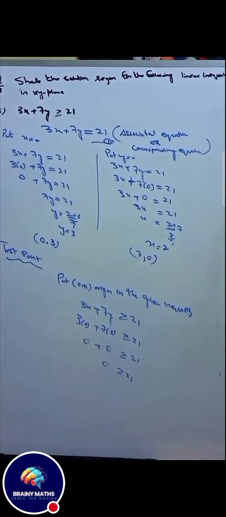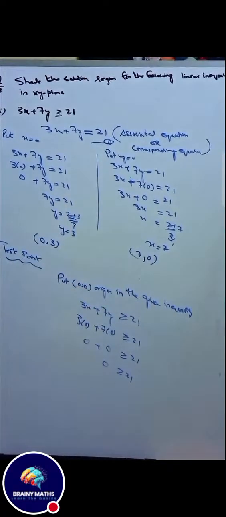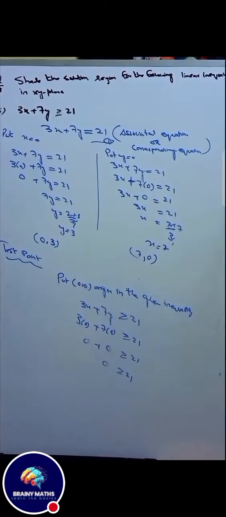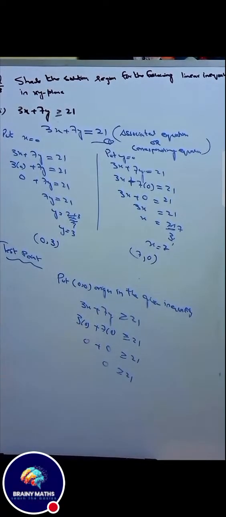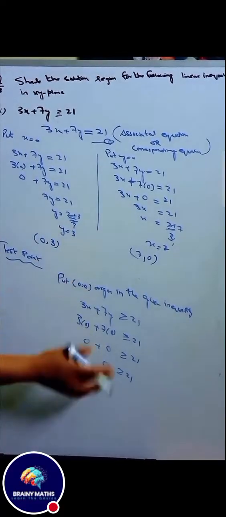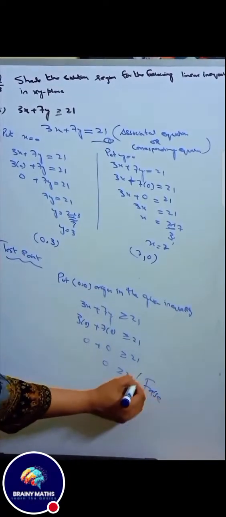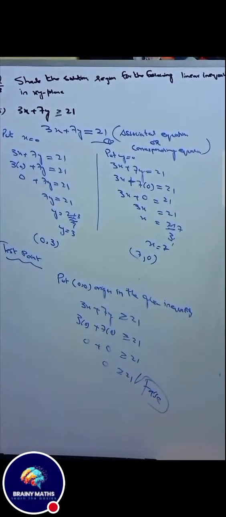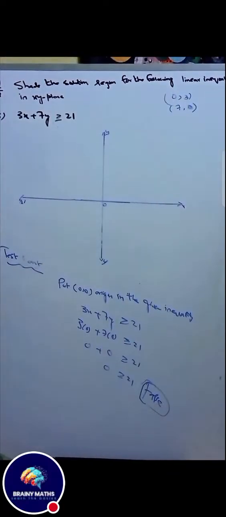Is this true or false? Is 0 greater than 21? Think about it. Yes, it is not possible. 0 is always less than 21. It is not greater than 21. In that condition, this inequality is false. Not true.